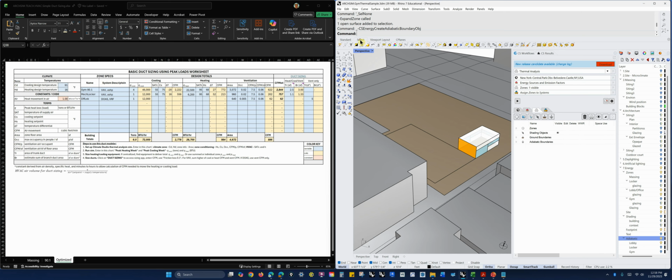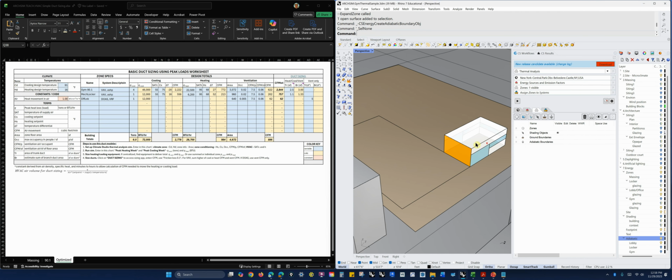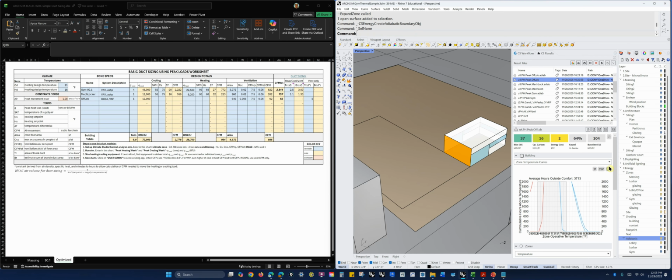I'm isolating this one zone now. I've basically waxed off the wall, and it's still connected to the building. It's part of the project, but it's by itself. And the difference here, so let's look at the two. My peak heating load is about 15.5 for the little office lobby area.